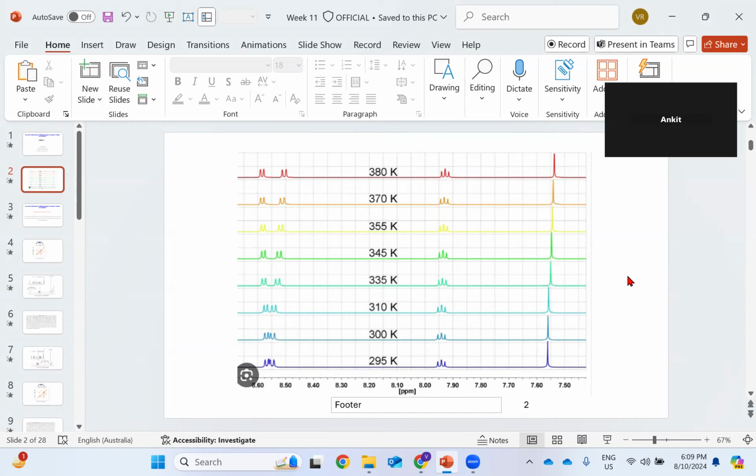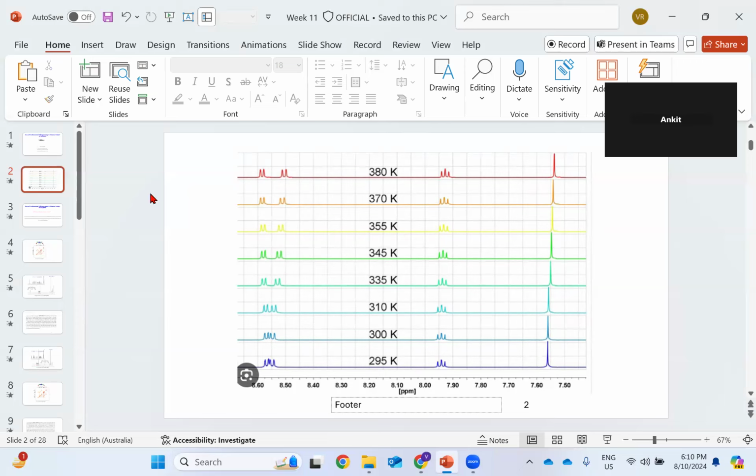So yes, the temperature has an effect on the NMR spectra. In terms of multiplicity it gets changed, and the peak position can also change at different temperatures. If you search, you will also find other parameters that can change with increasing or decreasing temperature. So yes, temperature has a significant effect on the NMR spectra.